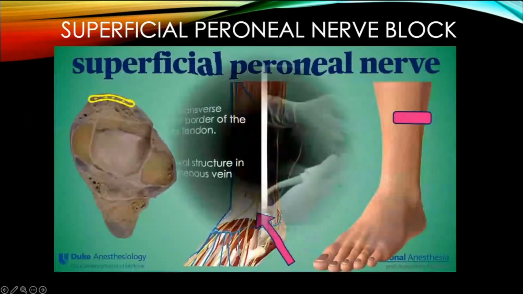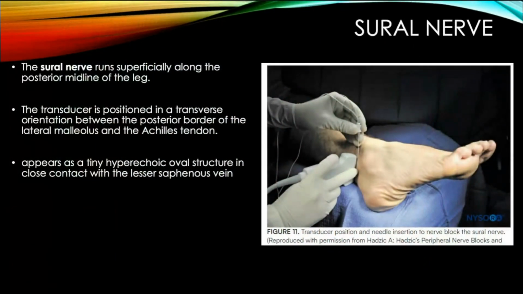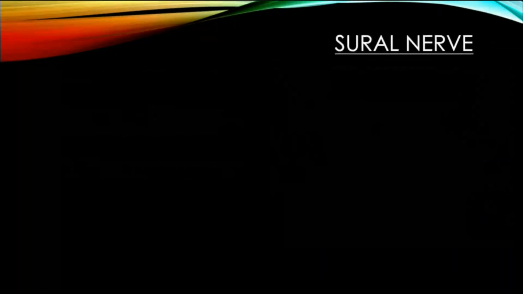Okay, so next we go into the sural nerve. The sural nerve runs superficially along the posterior midline of the leg. The transducer can be placed in the transverse orientation between the posterior border of the lateral malleolus and the Achilles tendon. It appears as a tiny hyperechoic oval structure in close contact with the lesser saphenous vein.